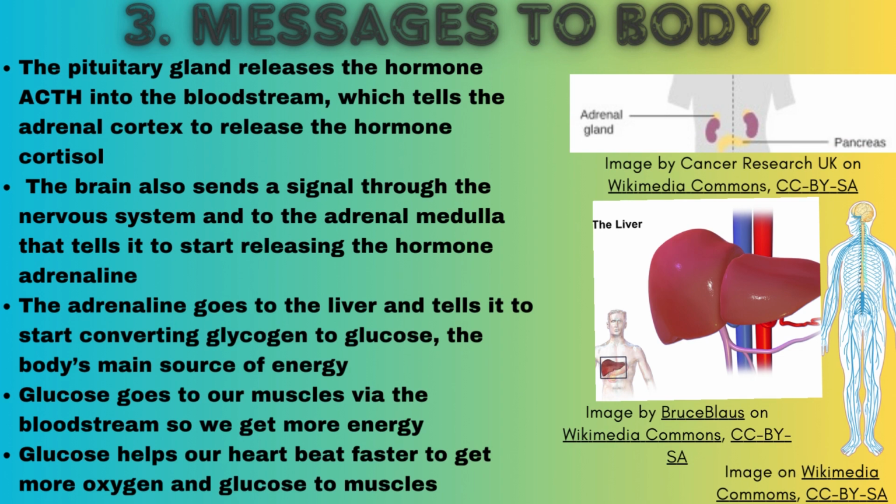The amygdala then signals the hypothalamus, which releases the hormone CRF to the pituitary gland. The pituitary gland then releases the hormone ACTH into the bloodstream to tell the adrenal cortex to release the hormone cortisol. Meanwhile, the brain is also sending a signal down the nervous system to the adrenal medulla to start releasing the hormone adrenaline, which goes to the liver to tell it to start converting glycogen to glucose, which is the body's main source of energy.